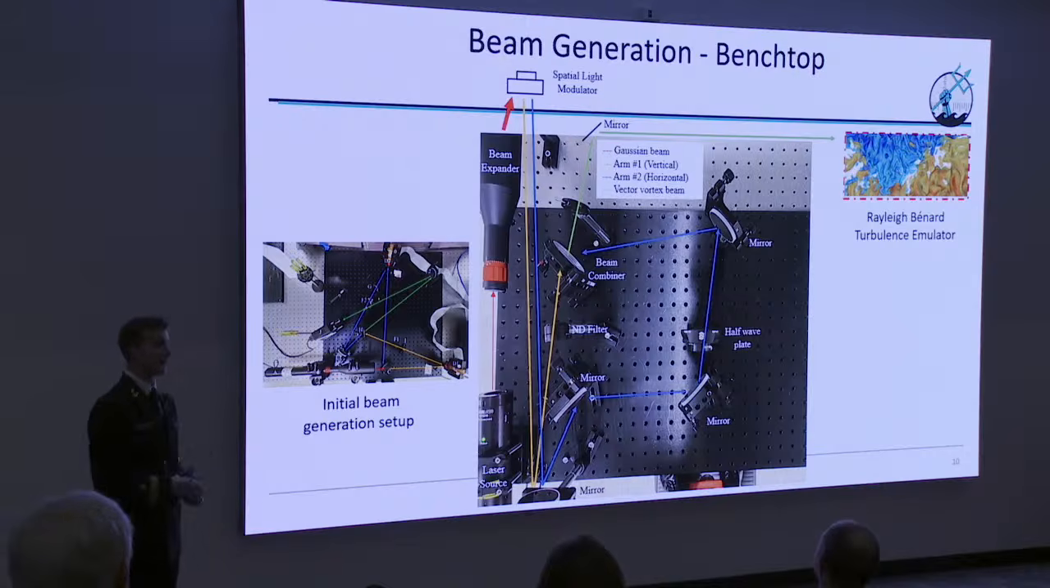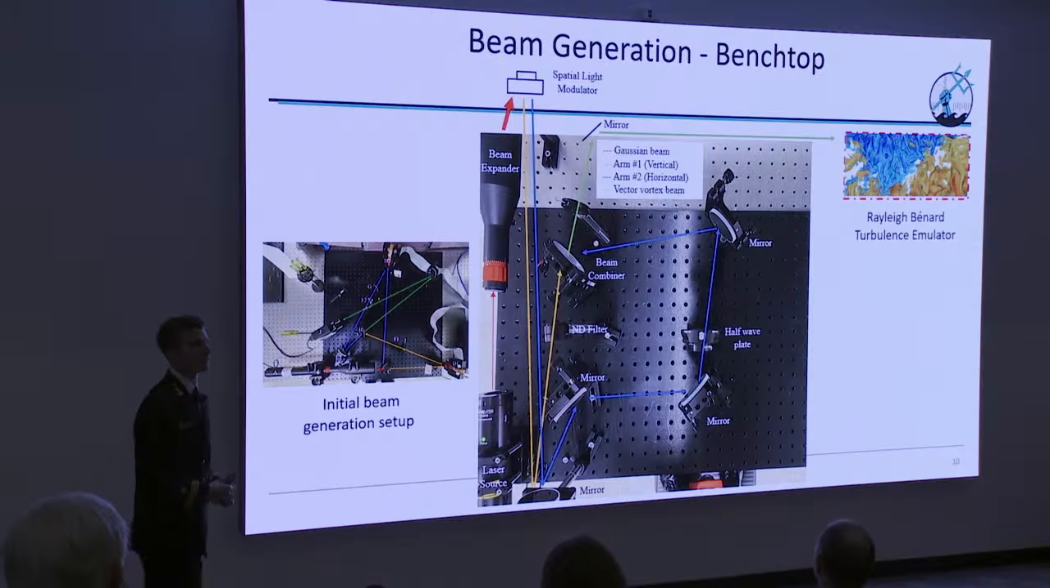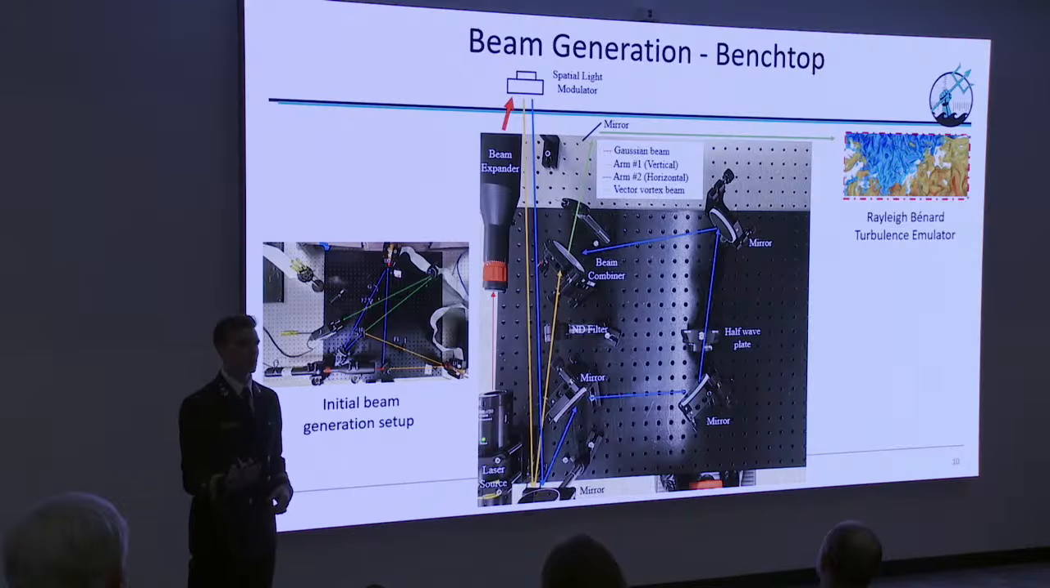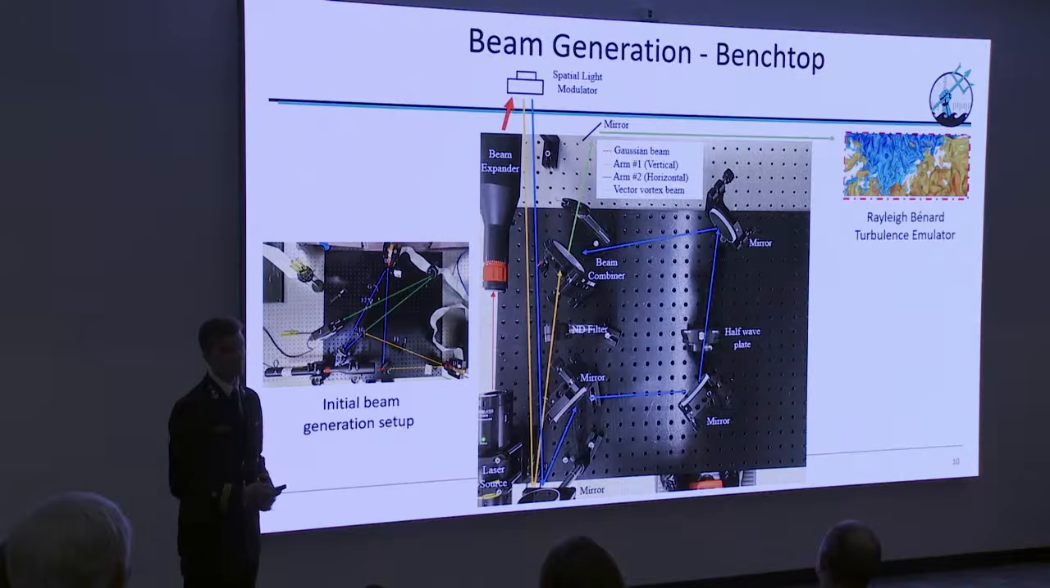So it definitely was an art form to figure out how to get this done, but we figured out how to use these mirrors in conjunction with the spatial light modulator to get these beams to be perfectly aligned, superimposed, and then have our characteristic vector vortex beam.